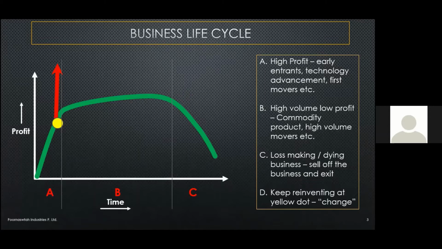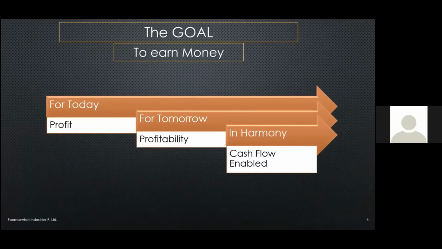On the next slide, what is the basic philosophy on which Mr. Eli Goldratt has based his work? Anybody and everybody, any business on this earth, has three basic goals: to earn money. To earn money for today, to earn money for tomorrow, and to earn money in harmony. As rightly said in the previous presentations, for today, earning money is equivalent to generating profit. For tomorrow is to ensure our business is running in profitable conditions, and in harmony means a proper cash flow is enabled.